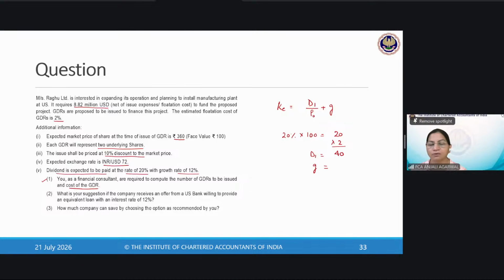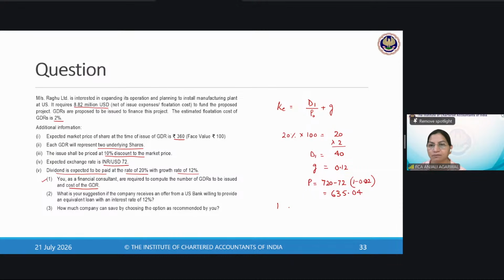Growth is equivalent to 0.12, and the price of the share was 720 minus 10%, 72, but there would also be flotation cost. So it's 1 minus 0.02. So your net proceeds would become 720 minus 72, 648, into 0.98. The proceeds you will get from one GDR is 635.04 in terms of Indian rupees.